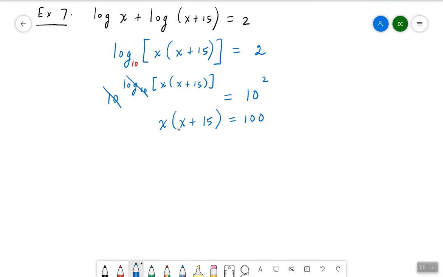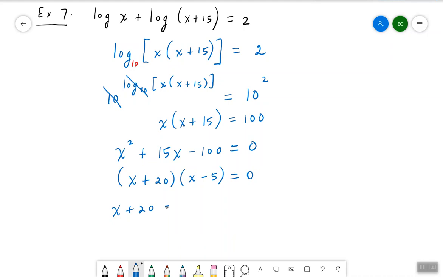We distribute the x and we get x squared plus 15x. Let's go ahead and subtract the 100 over to the other side so that the quadratic is set equal to 0. And then we can solve by factoring. x plus 20 times x minus 5 will do it. And we'll have x plus 20 equals 0 or x minus 5 equals 0. So the two solutions will be negative 20 and positive 5.